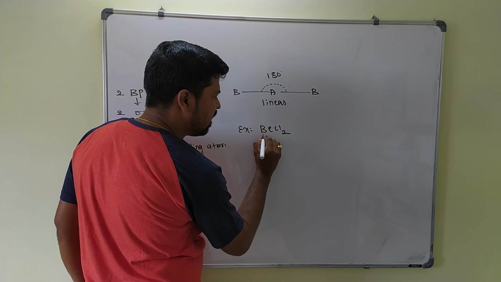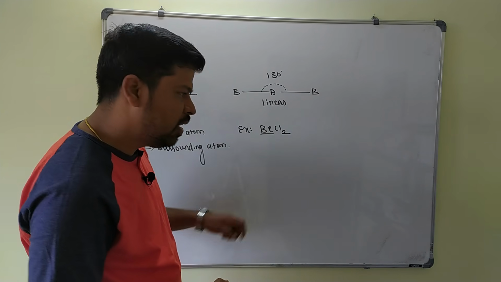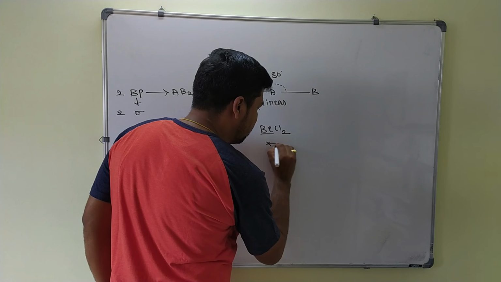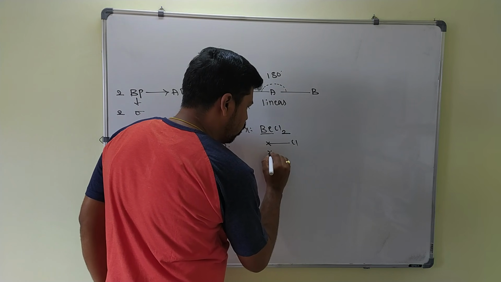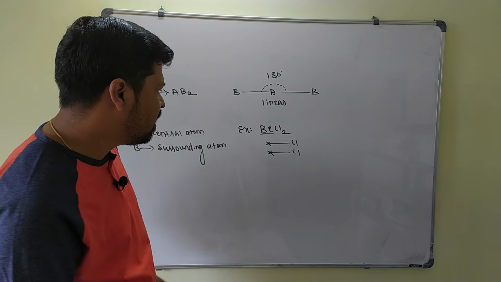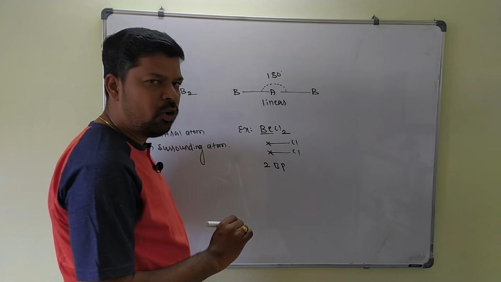BeCl2. In this one, which is the central atom here? Beryllium is the central atom. It belongs to group 2, meaning it has 2 valence electrons. Each chlorine forms 1 bond with the beryllium, so these 2 valence electrons are utilized. How many bond pairs are there here? This has 2 bond pairs and no lone pair of electrons.